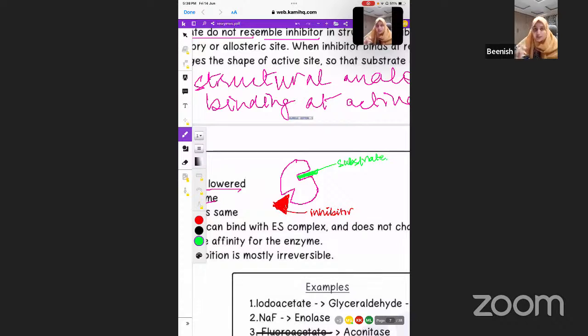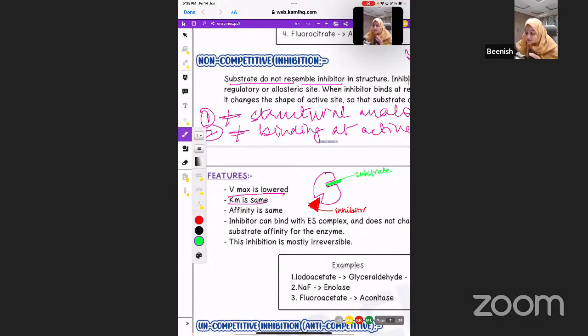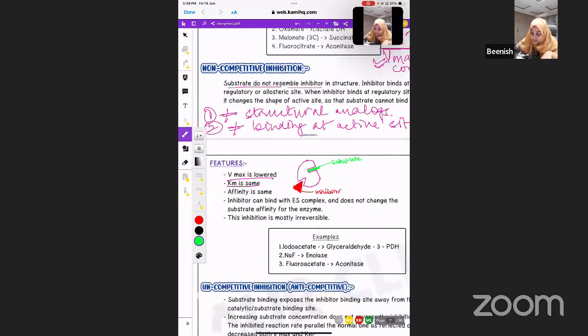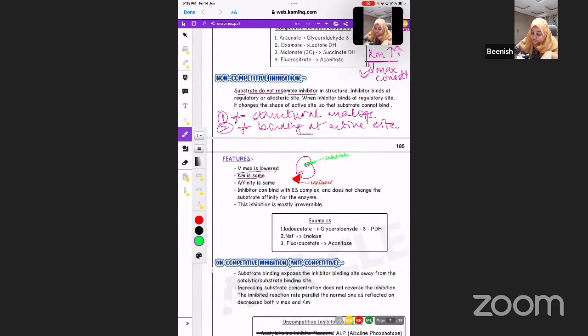The inhibitor is firstly not a structural analog of the substrate, and also it is not binding at the same site, that is the active site, as the substrate. Now what happens? As long as the inhibitor is there, the substrate is not going to bind, and therefore it is going to bring about inhibition. And this inhibition is mostly irreversible.